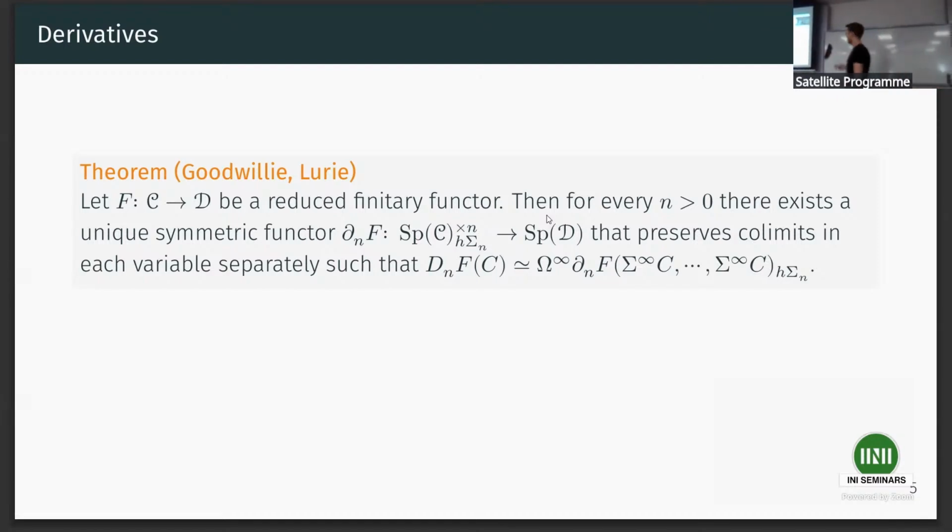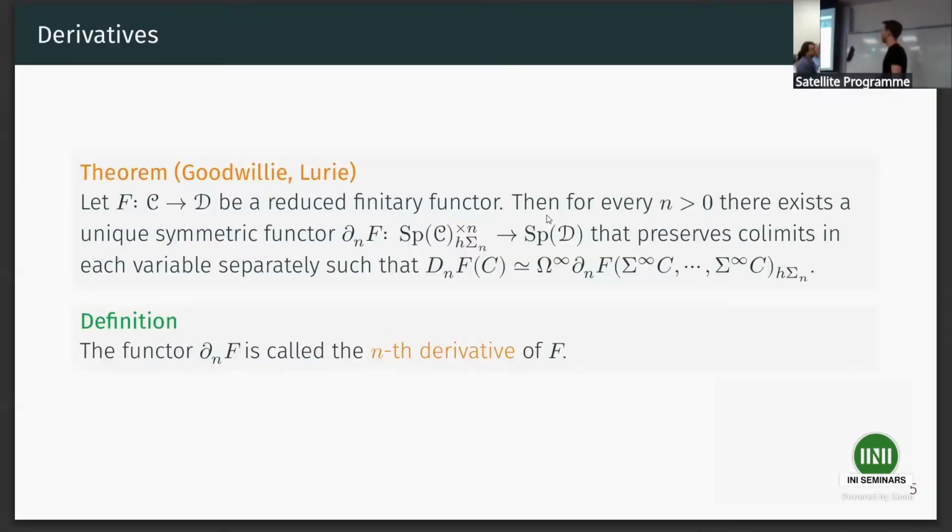This is a slightly different formula than we saw today, because if this here is spectra and this here is also spectra, then this formula can be simplified a bit, and you can actually show that everything is determined by spectra with a Sigma_n action. If you want a more general formulation, you need to state it like this. So we'll call this partial n of F the nth derivative of F. These are the objects for which we want to prove a chain rule, or a Faà di Bruno formula.